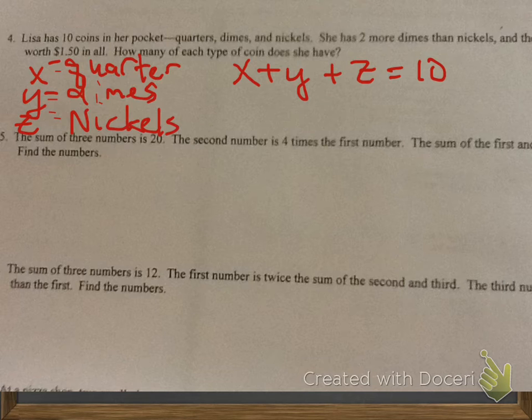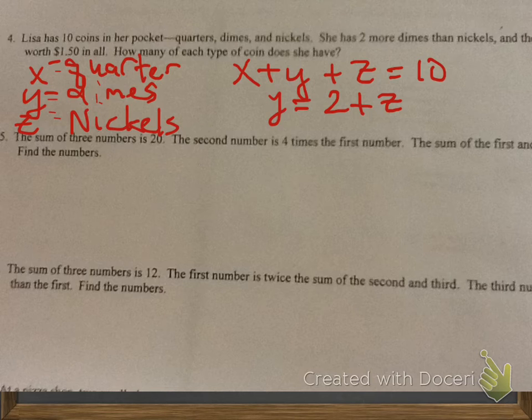Then you look at this. She has 2 more dimes than nickels. You have to be careful with that wording, especially when it has like 2 more. When you have the more than split, whatever's in between the words more and than, or even less than, would be what it's equal to. So I'm going to say dimes are my Y, so Y equals 2 more, which would be 2 plus the nickels, which are Z.